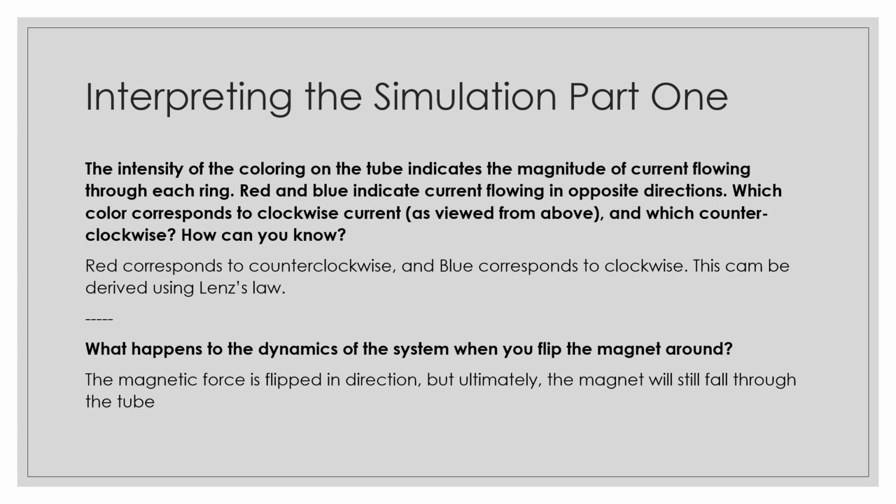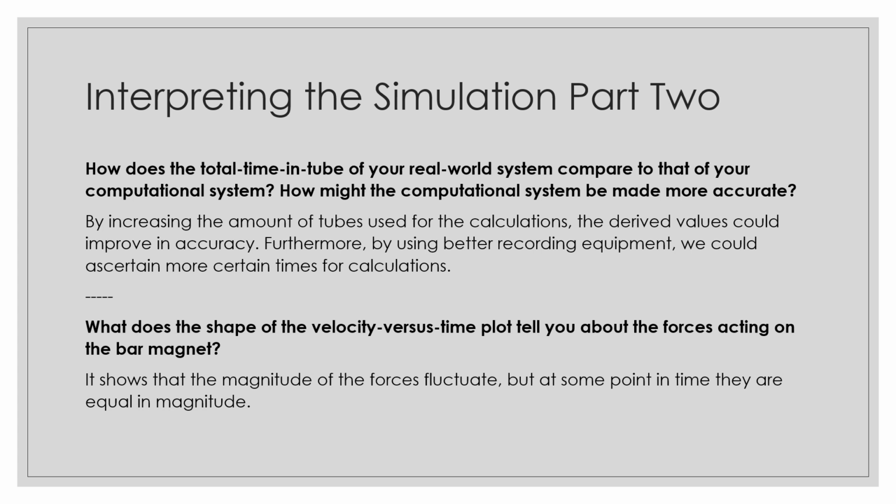So what happens to the dynamics of the system when you flip the magnet around? The magnetic force is flipped in direction, but ultimately the magnet will still fall through the tube. How does the total time in tube of your real-world system compare to that of your computational system? By increasing the amount of tubes in the calculations, the derived values could be improved. Furthermore, you could use better recording equipment and ascertain more certain times for calculations.